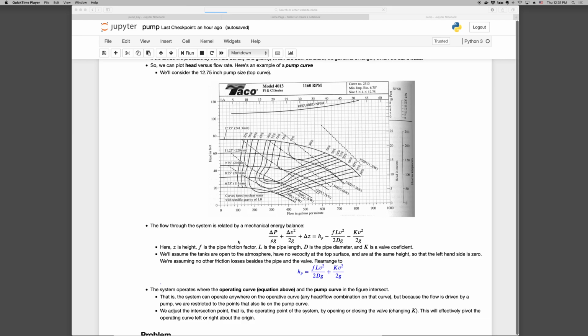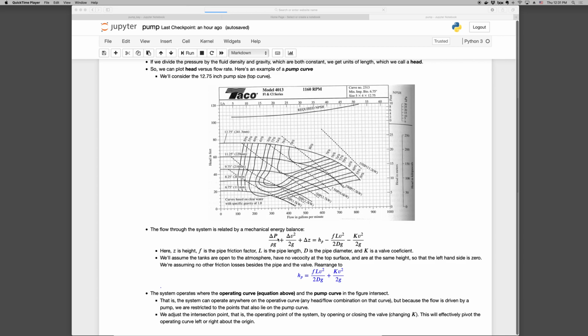So the flow through the system itself is related by a mechanical energy balance. So this left-hand side is the Bernoulli equation. If the right-hand side were zero, this would be the Bernoulli equation. These terms are effectively energy, but they've been divided by rho g to show the equation is a mechanical energy balance. And here each term has units of length, which is head.